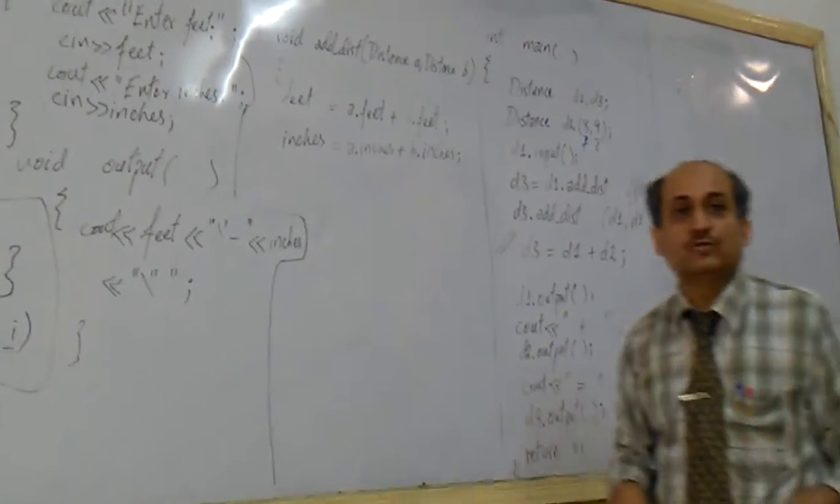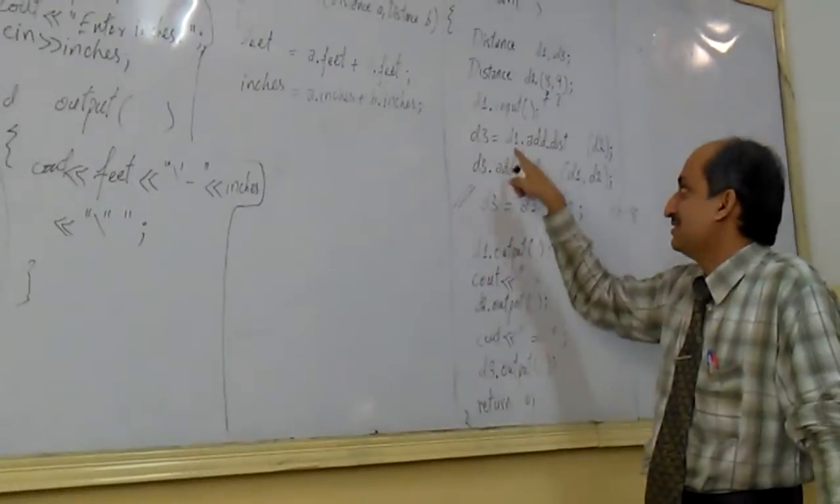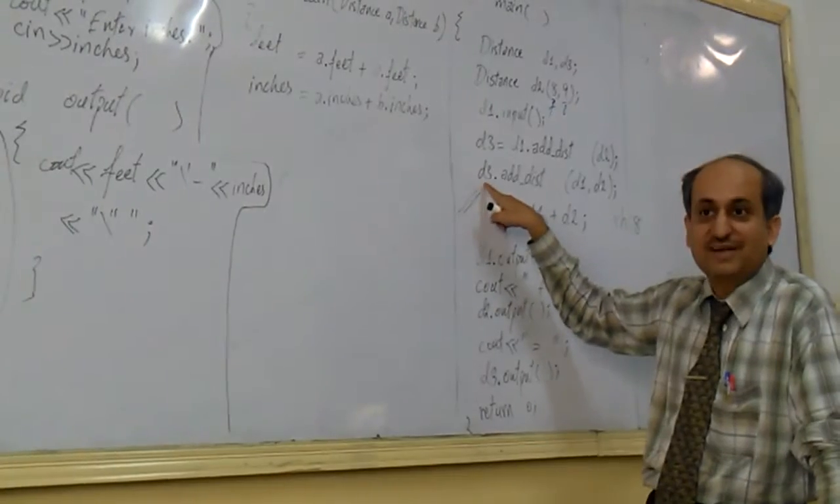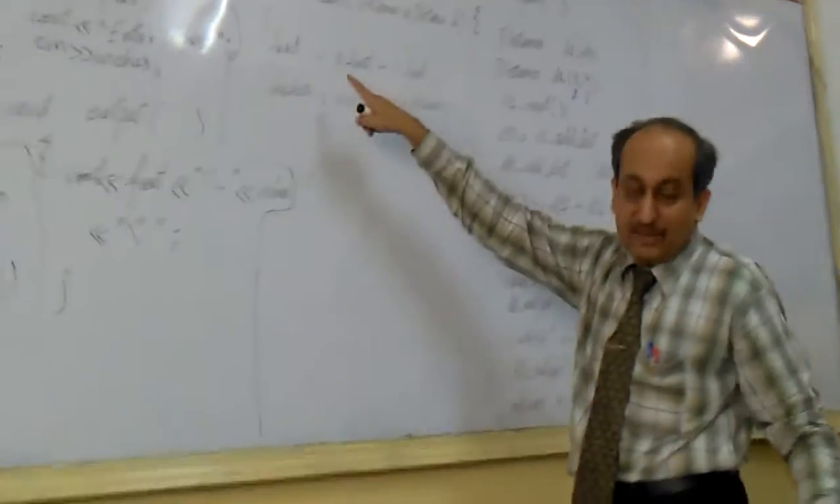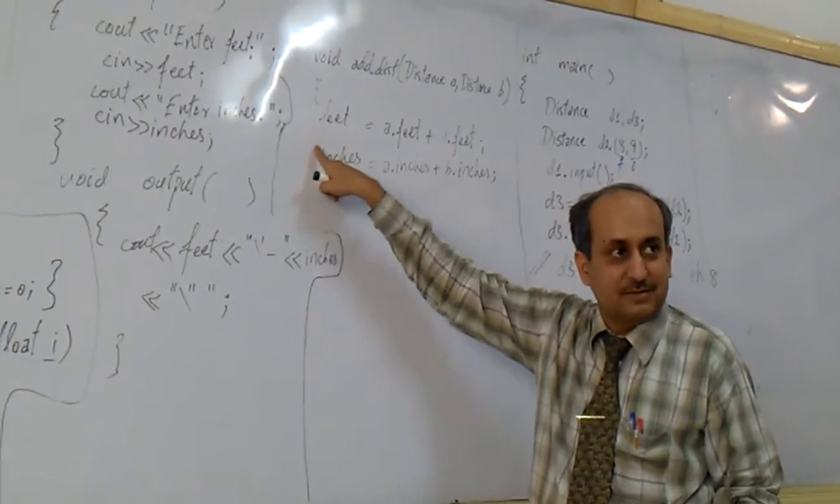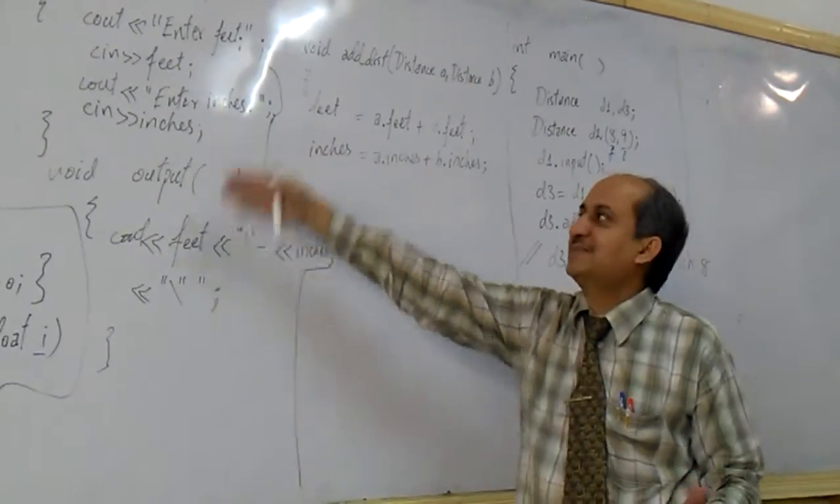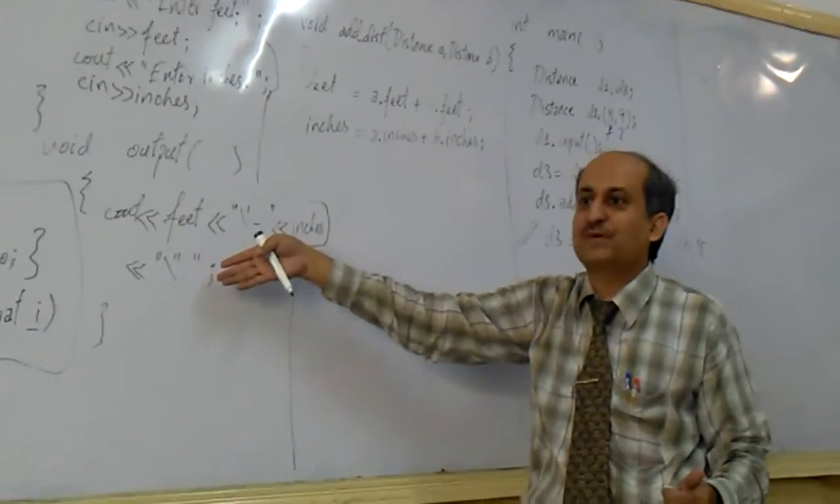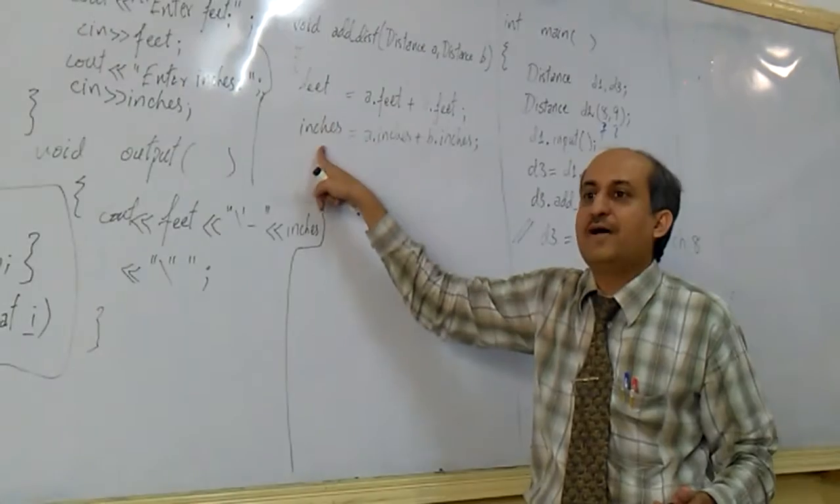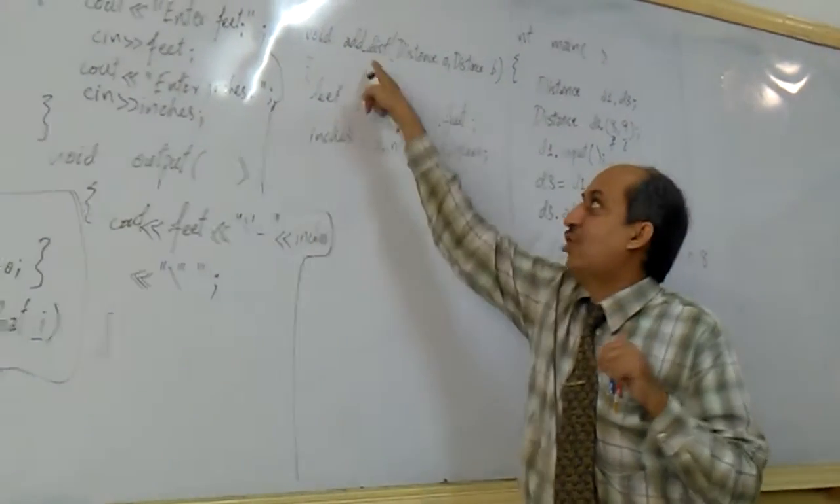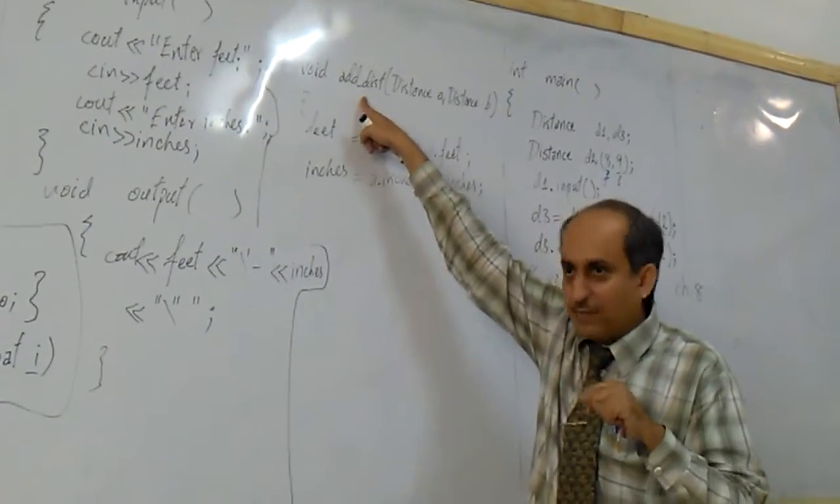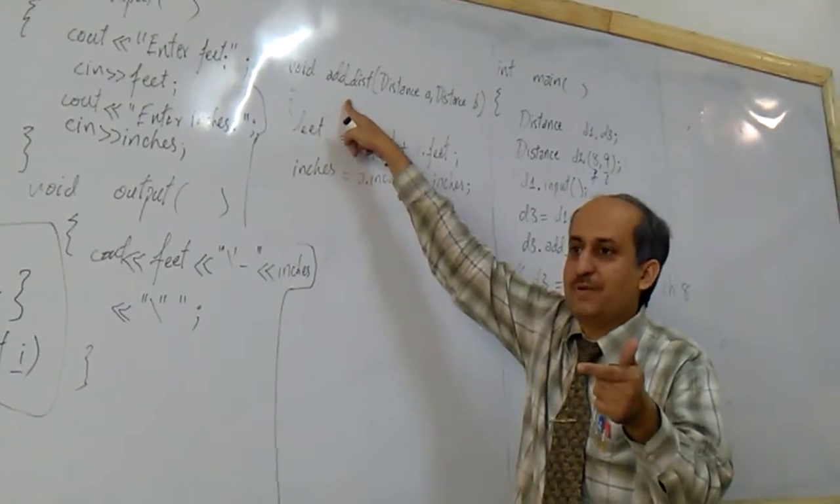So if we want to access the data members of D3, the calling object, we write simply just feet and inches. Yes. We have practiced this thing in the input function and output function. These feet and inches are of that calling object, which is calling this addDist function. And we want to store the result in those data members.